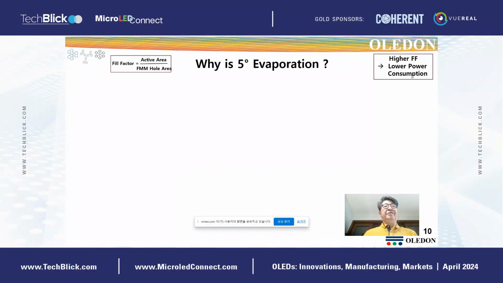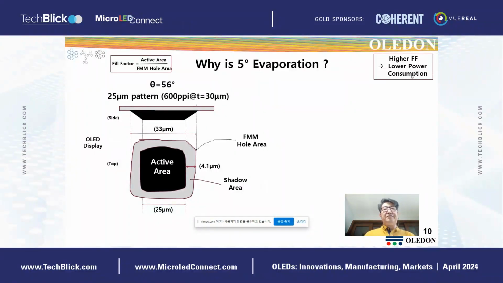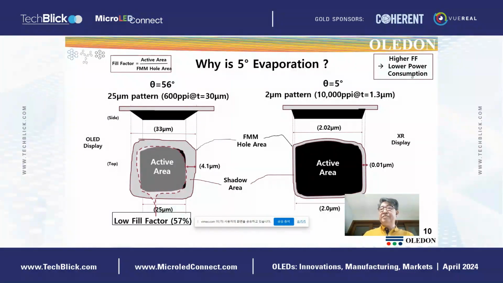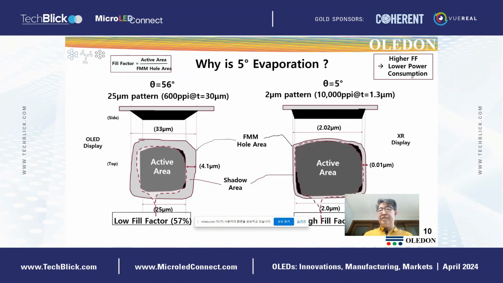Considering fill factor, the pattern active area is supposed to be the same as the FMM hole area. However, the 56 degrees evaporation angle is going to give a 57% low fill factor because of the 4.1 micrometer shadow distance. A 5 degrees evaporation angle is going to give a 98% fill factor, which is quite high. We know a higher fill factor is going to give a device with the lowest power consumption.